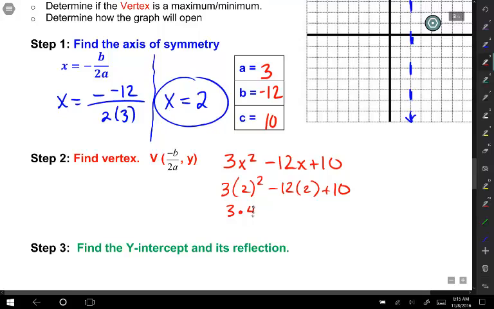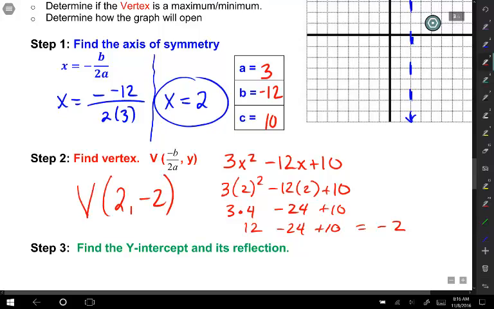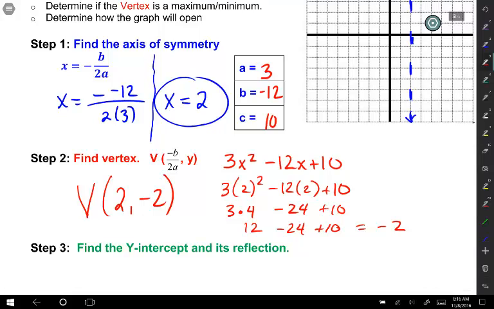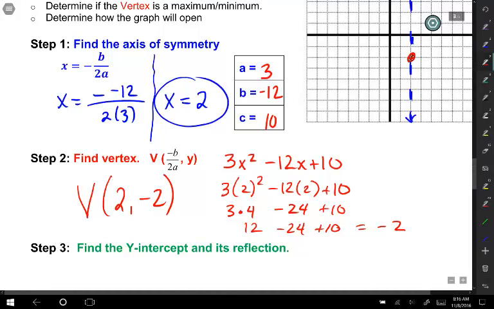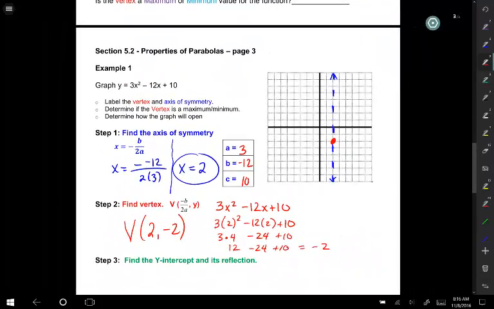So 3 times 4 minus 24 plus 10, 12 minus 24 plus 10. That's 22 plus 10. Or sorry, 22 minus 24. I get -2. Do you agree? So my vertex is 2, -2. Let's put a dot on our graph, 2, -2. There we go. Tell me, which way does this graph open?